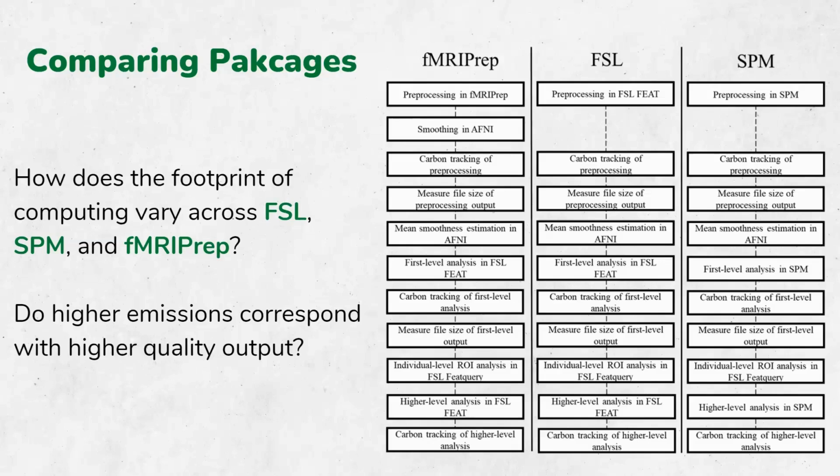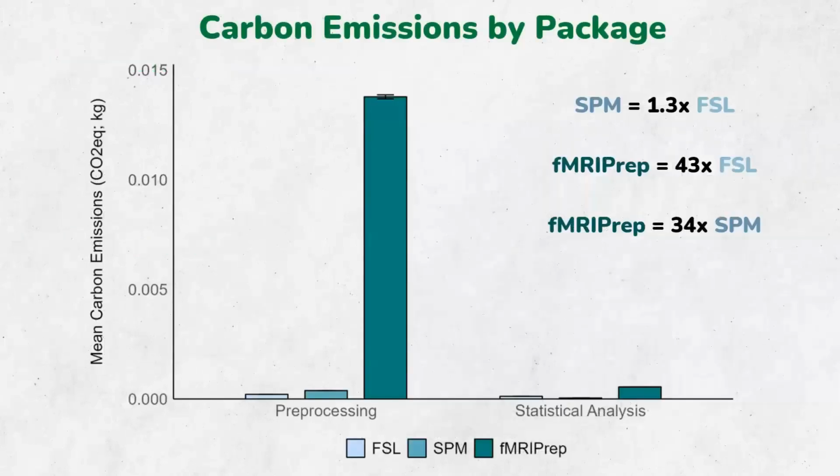And so we basically ran, again, the same data for each package, estimated the carbon emissions, and again looked at the performance of each. The differences here were pretty striking. There was some difference between FSL and SPM. SPM was using about 30% more carbon. But fMRI Prep overall, across pre-processing and statistical analysis, was using about 40 times the carbon that FSL was and about 30 times the carbon that SPM was. This is the difference between maybe 4 hours of computing for the data and maybe 9 or 10 minutes. It was massive, basically. This is kind of what we expected. We knew that fMRI Prep was pretty computationally expensive, but we didn't expect this degree of difference.